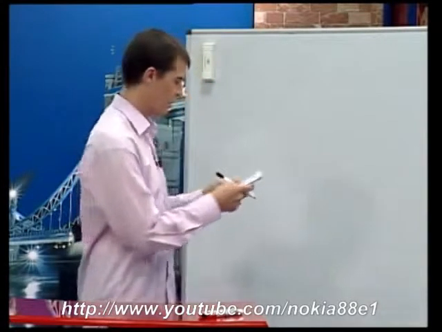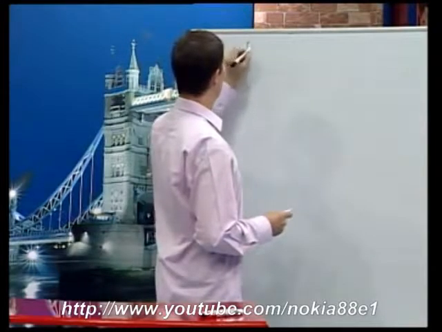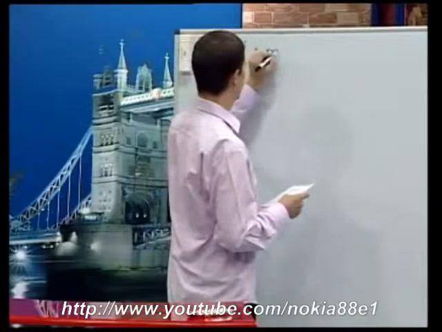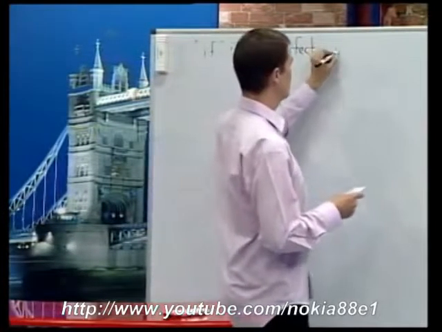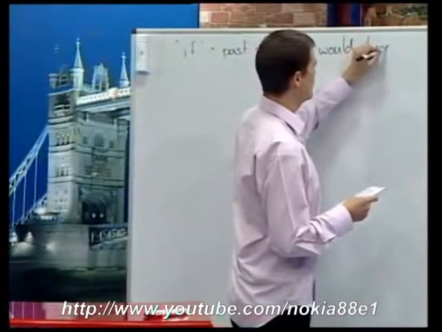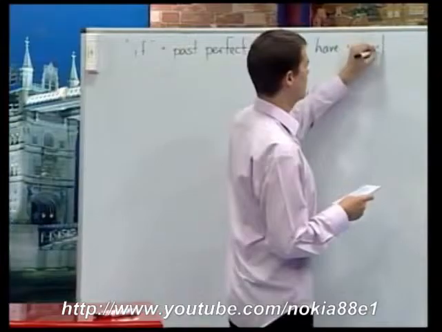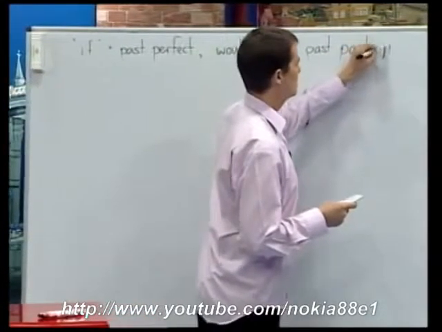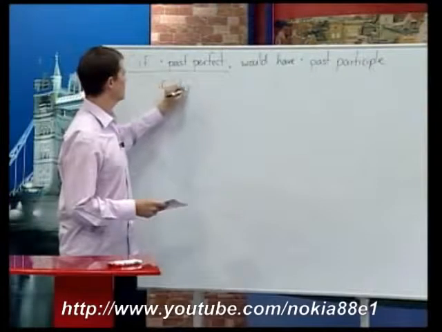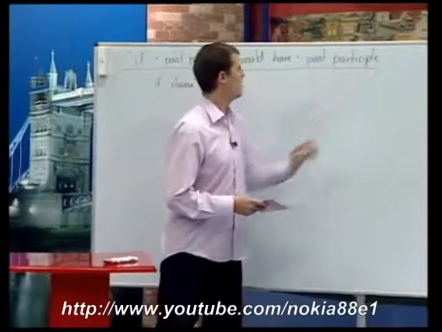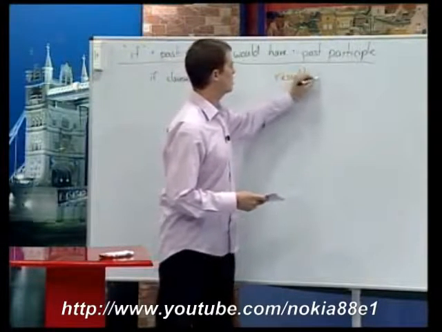Well, the third conditional can be used to describe ideas about past situations or events that did not happen. The past perfect tense is used in the if clause. So let's look at the formula. We have if plus past perfect, comma, would have plus past participle. Okay. If plus past perfect, this is our if clause. And then would have plus past participle, our result clause.